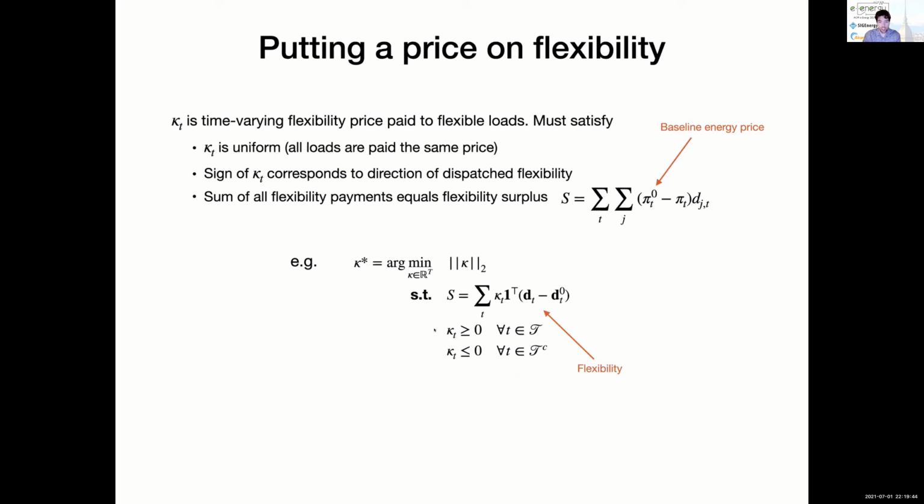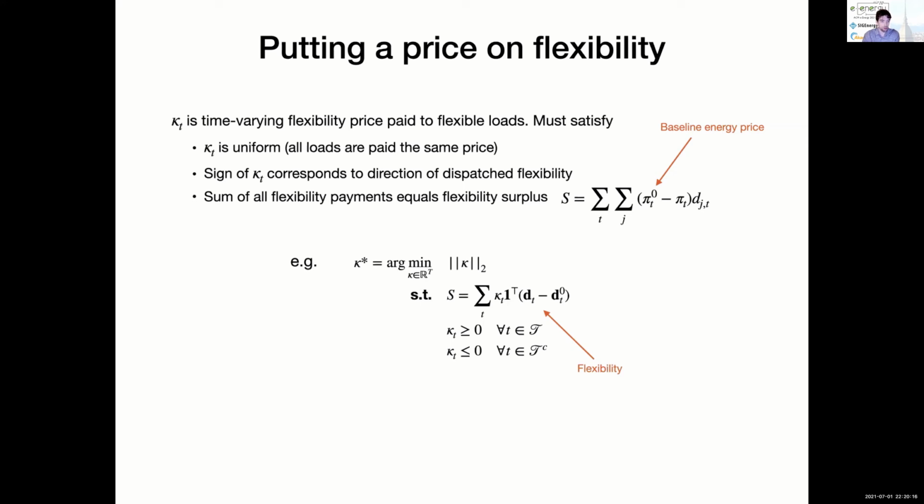So we enforce the sign constraints. That's the second bullet point. We put the sum of flexibility payments, which is on the right-hand side, and force it to be equal to the flexibility surplus, as a constraint. And then this objective function promotes some smoothness or reflects some time-varying value of the flexibility. So when the flexibility is higher value, kappa is larger. When flexibility is less value, kappa is smaller, or the magnitude is.